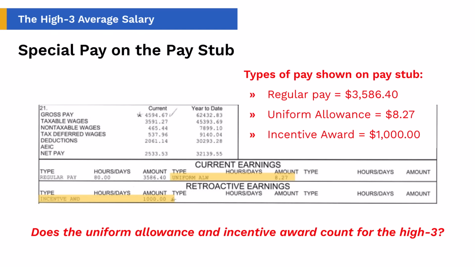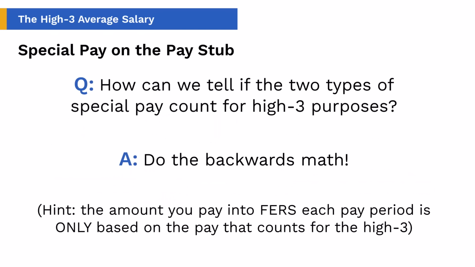Okay, so because it's not on our list that we just reviewed, the question is, how can we tell if those two types of special pay count for the High-3 purposes? Okay, so the answer is to do the backwards math. And I'm going to give you a hint to how this works, and then we're going to show you an example. The amount of pay that you pay into FERS each pay period, that percentage, whatever your percentage is, that's only based on the type of pay that counts for the High-3.